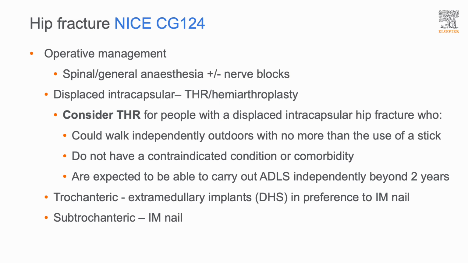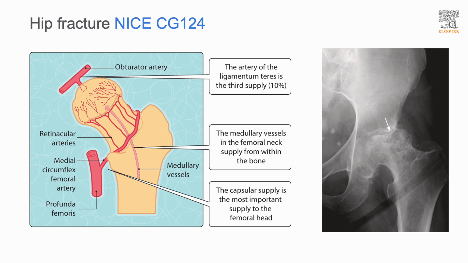For trochanteric fractures, extramedullary implants such as a dynamic hip screw are used in preference to intramedullary nailing, but for subtrochanteric hip fractures, intramedullary nails should be used. In all cases, intracapsular fractures require a replacement with a hemi or a total hip.